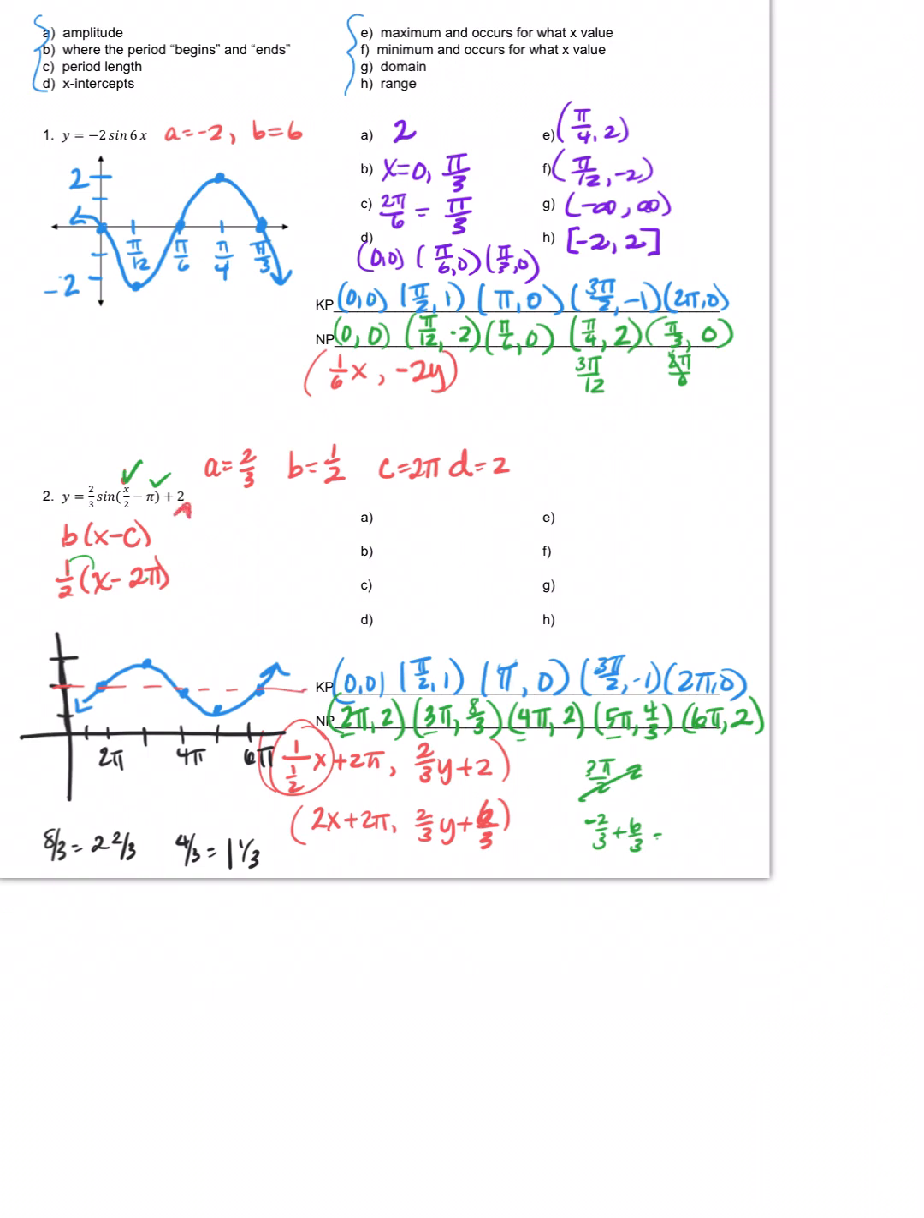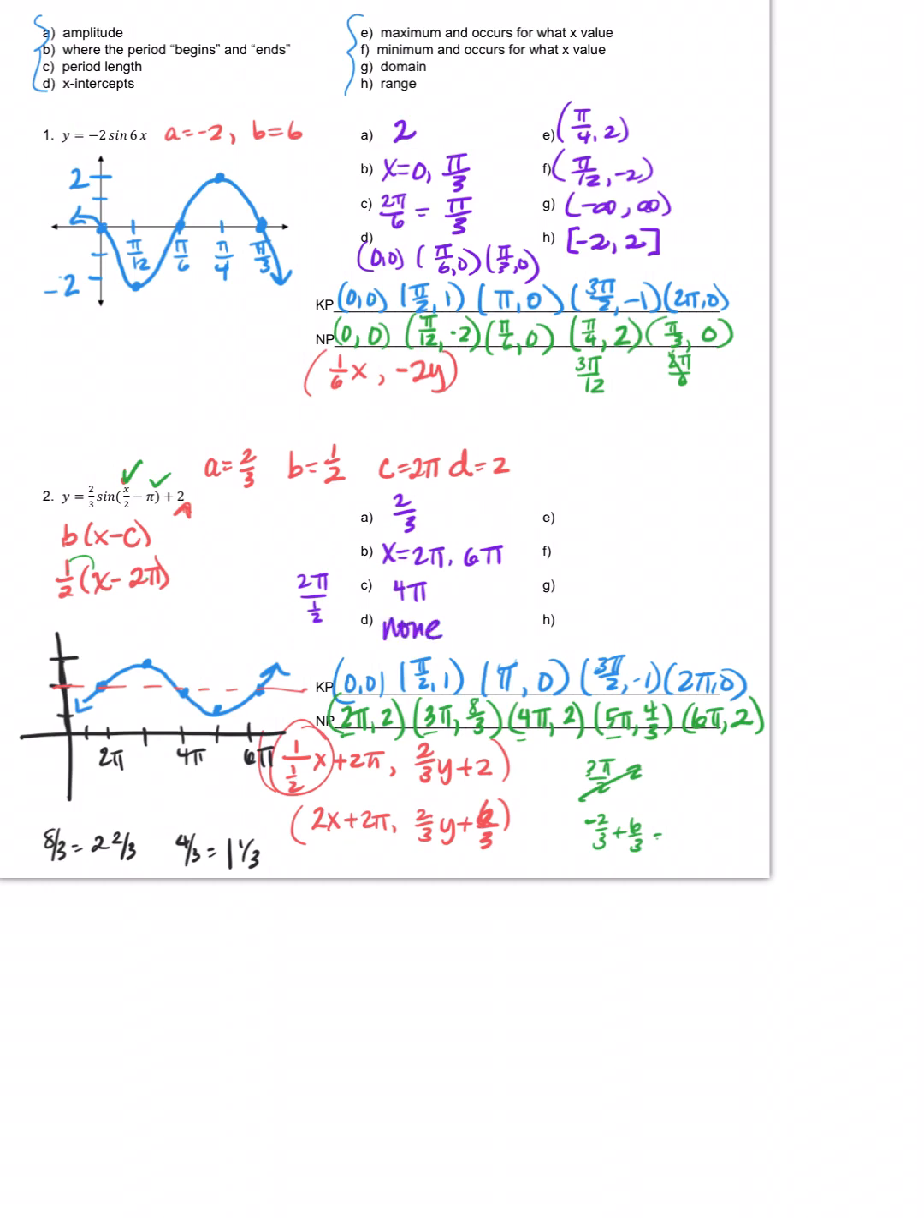Okay, let's do our attributes. Our amplitude from the midline is the absolute value of A, so it's just 2/3. B is where does it start and end? It starts at 2 pi, it ends at 6 pi. The period is 2 pi over 1/2, which I divide by a fraction becomes 4 pi. D is the x-intercepts. It doesn't touch the x-axis, so this is just a none.